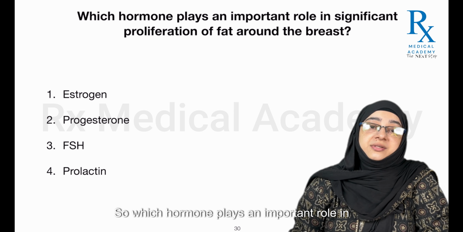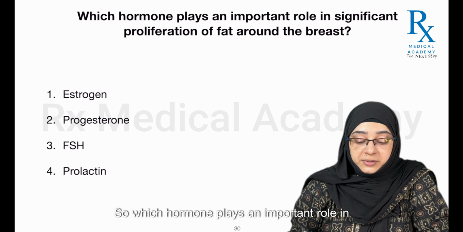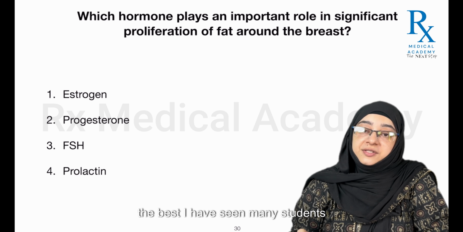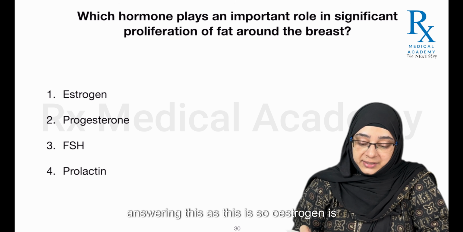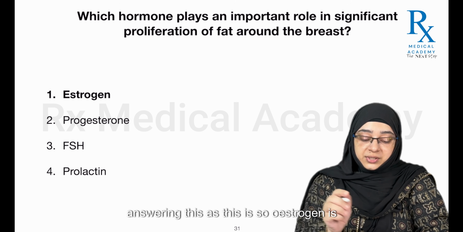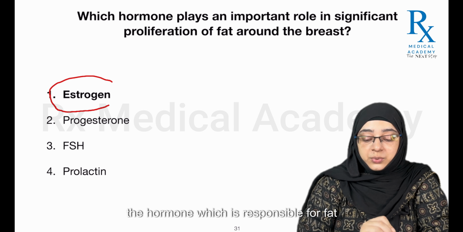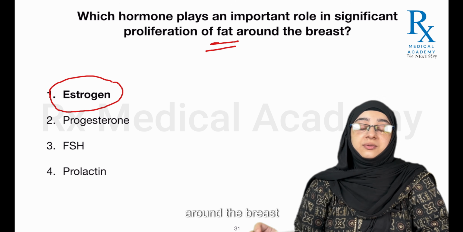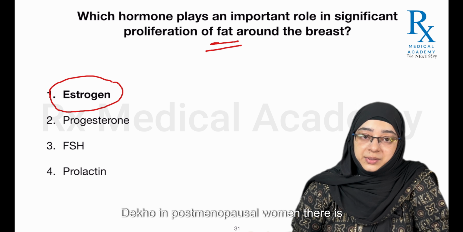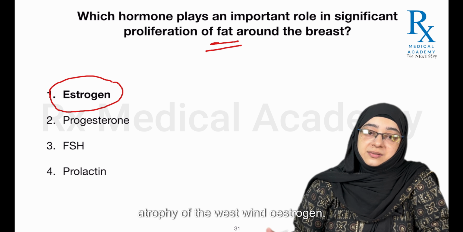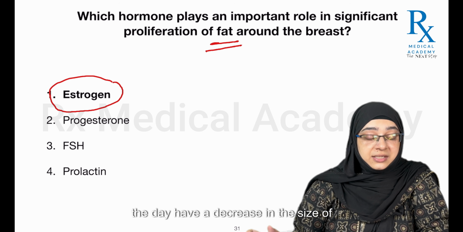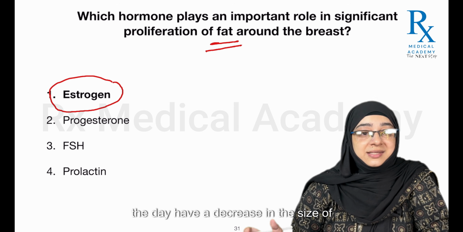So let's have a look at the questions which have been asked. Which hormone plays an important role in significant proliferation of fat around the breast? I have seen many students answering this as prolactin, but this is estrogen. So estrogen is the hormone which is responsible for fat around the breast. Therefore, we find in postmenopausal women there is atrophy of the breast. Why? Because there is no estrogen, so all this fat deposition around the breast decreases, and we have a decrease in the size of the breasts.